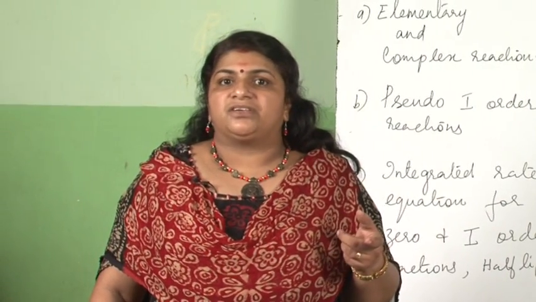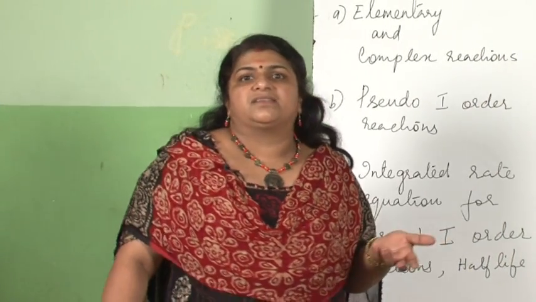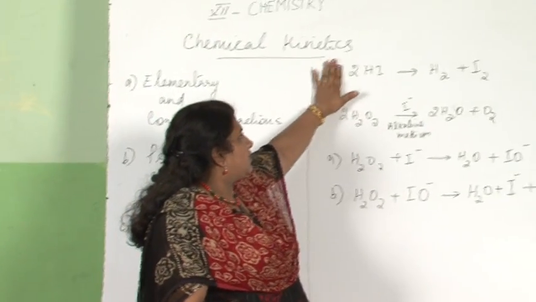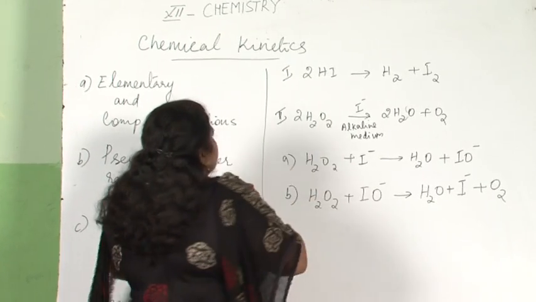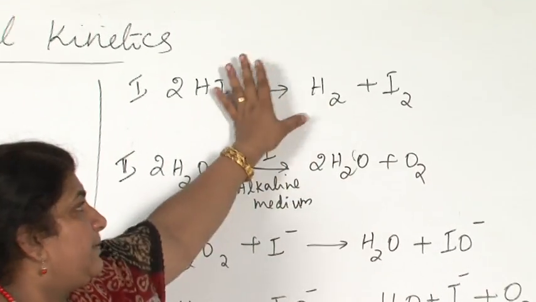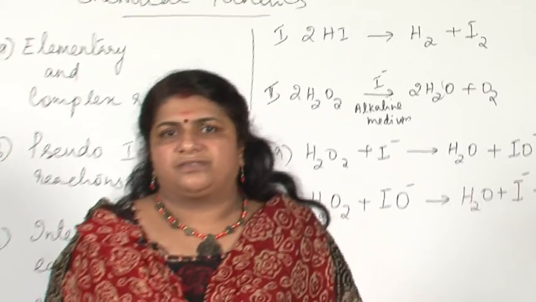And a chemical reaction which takes place in several steps, which gets completed in several steps, is called a complex reaction. In this case, you see, this is reaction 1 and this is reaction 2. This is an elementary reaction where the reaction takes place in one step. So, this will be the rate determining step. This step will be used for determining the rate of the chemical reaction.